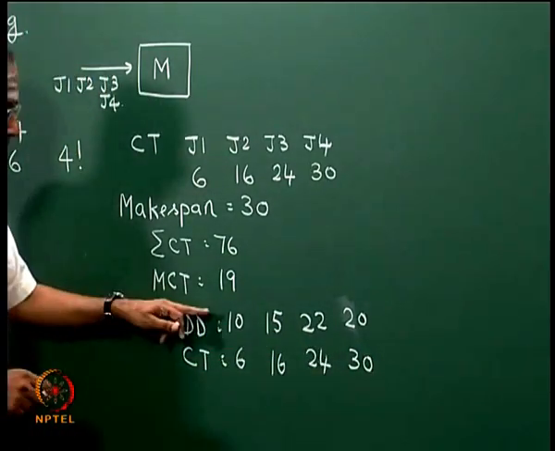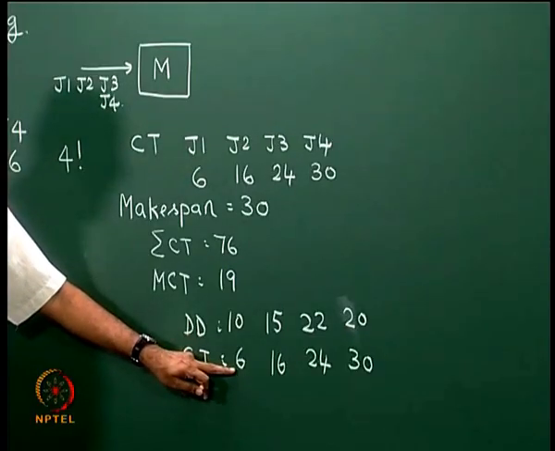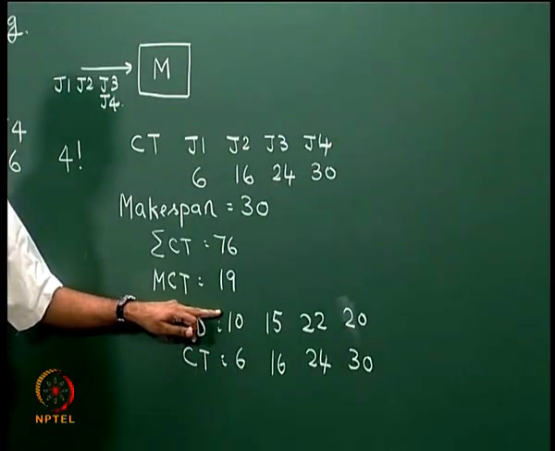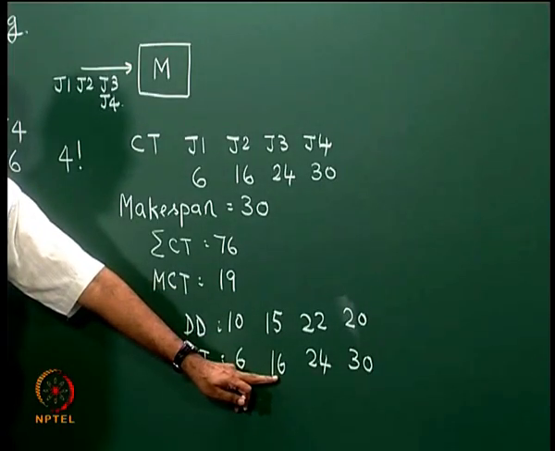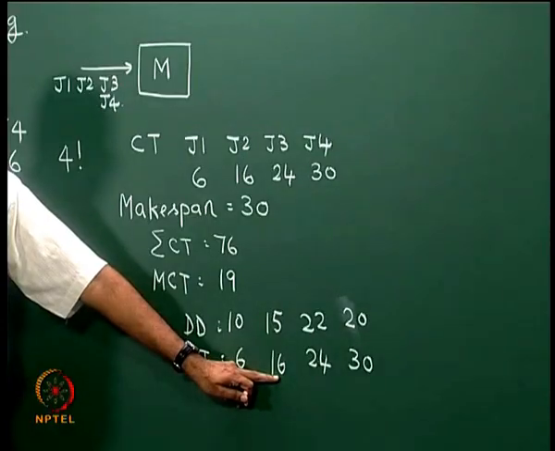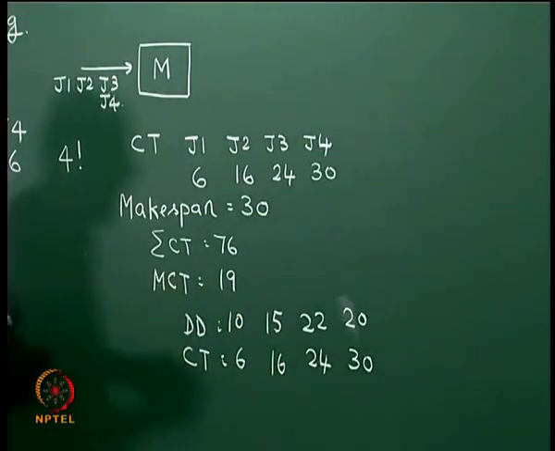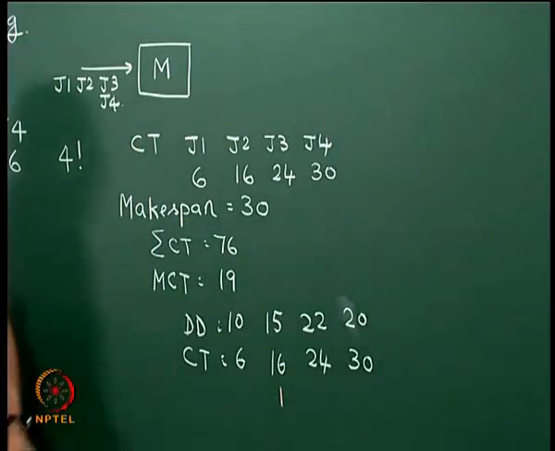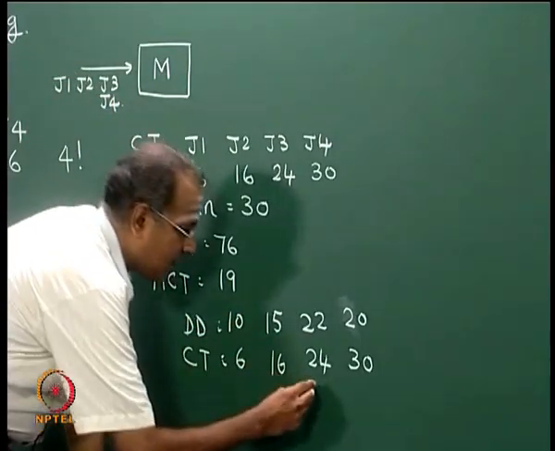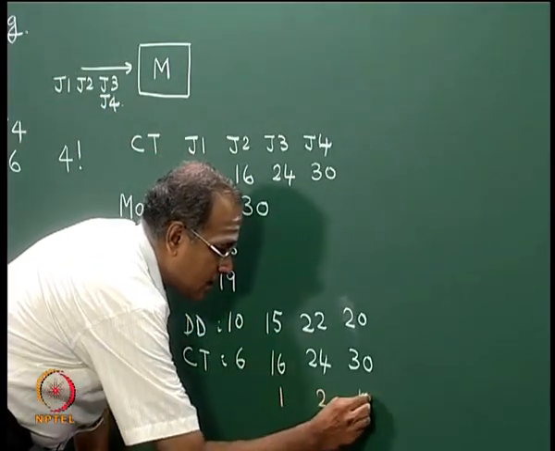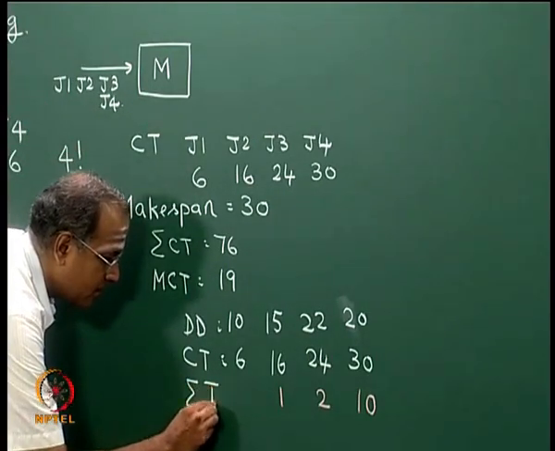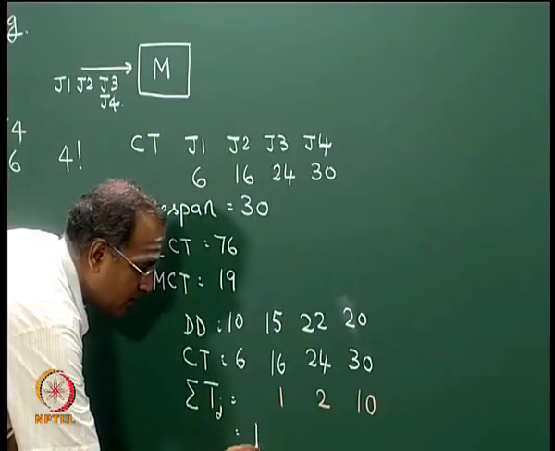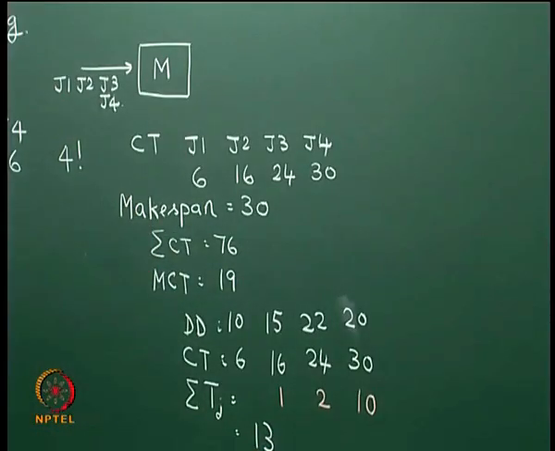Job 1 comes out at time equal to 6, its due date is 10, therefore, it is early. Job 2 comes out at time equal to 16, its due date is 15, so the completion time is more than the due date and the tardiness is 1. Here the tardiness is 2 and here the tardiness is 10, so total tardiness is equal to 13 for this.